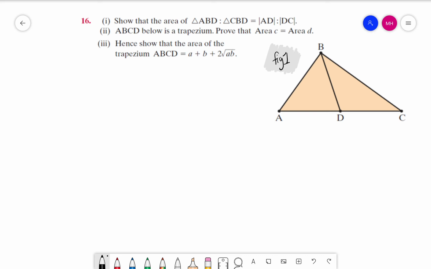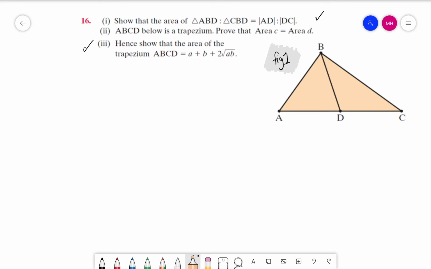So question 16. This is a fairly good question, very challenging one, I have to say. It is, however, scaffolded, so bits that you're going to use in the first part are very relevant when you're trying to solve the last part, but you'll see that when we get to it. So the first part you have to do is show that the ratio of the area of triangle ABD to CBD is equal to the length of the line AD to DC.